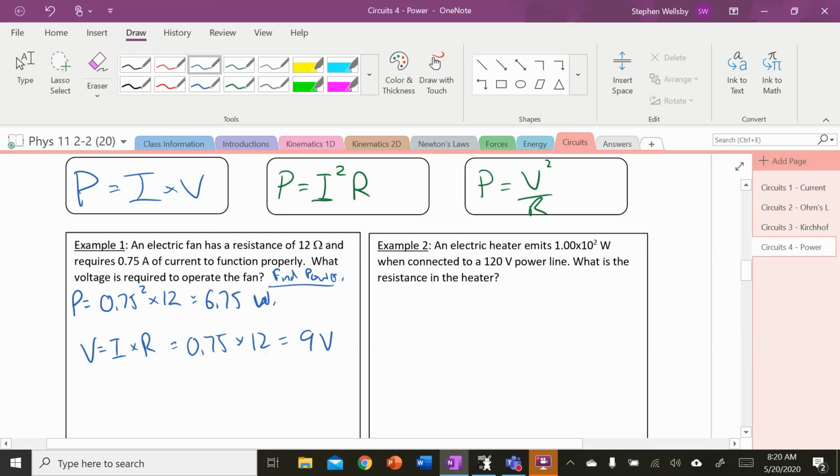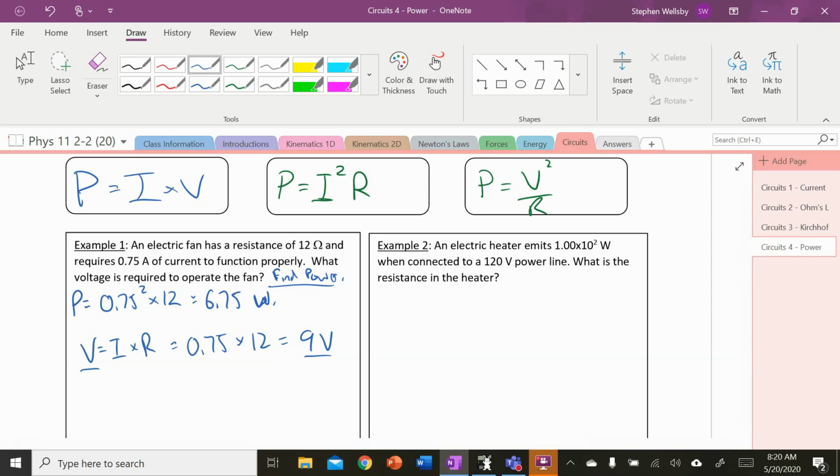And what you can see here is that if you use any of these three formulas, because now we have I, we have V, and we have R, we could use any one of these three formulas. And we can see here that 0.75 I times 9 is going to be 6.75. We've already figured out that I squared R is 6.75. And if we go 9 squared divided by 12, we're also going to get 6.75 as well. You can prove that to yourself in your calculator if you want to do that.